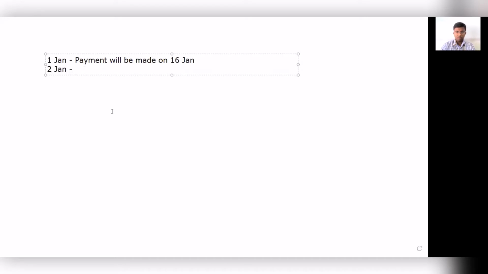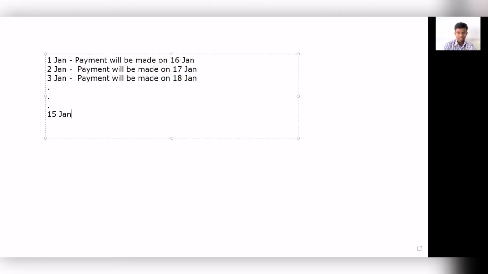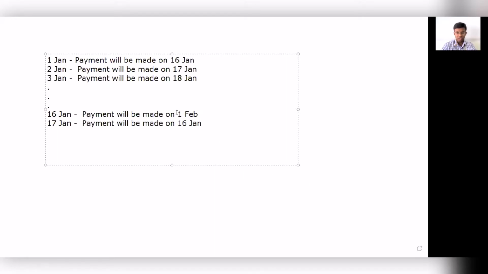Second Jan, the payment for this will be made on 17 Jan. 3rd Jan, payment will be made on 18 Jan. And the list goes on. If you keep going in this manner, what you would notice is that by the time you reach 16th Jan, you will be settling on 1st of February. 17th Jan, the payment you'll be settling on 2nd.